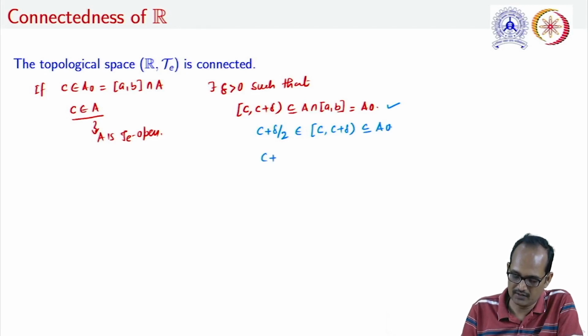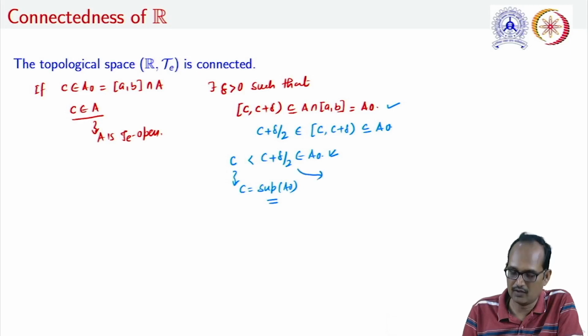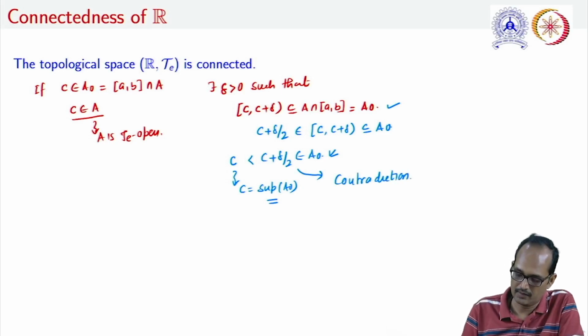It means that C plus delta by 2 is an element of A naught, and this is strictly greater than C. But what have we taken? This C was the supremum of A naught. But in A naught itself, we have got a member which is greater than C. So this is a contradiction. Therefore, what we can conclude is that C cannot be an element of A naught.